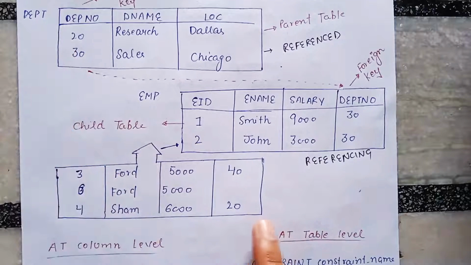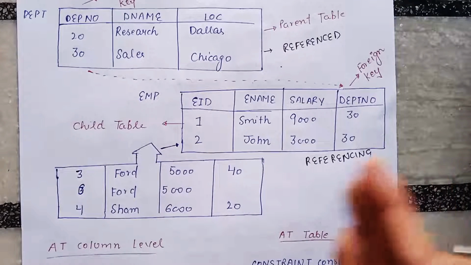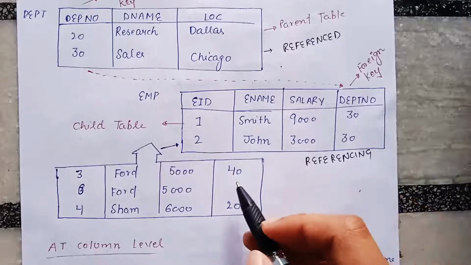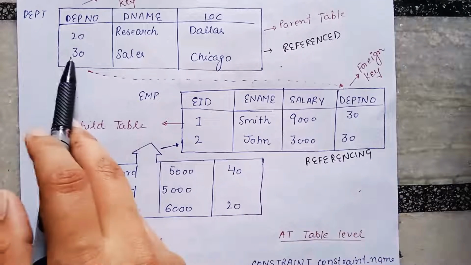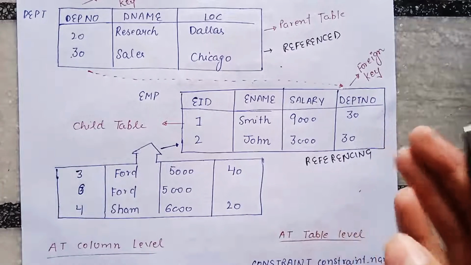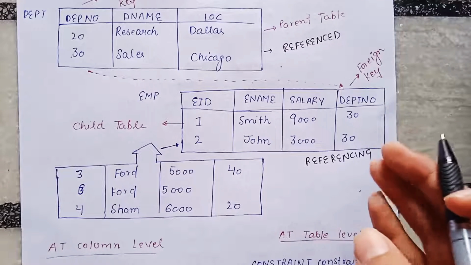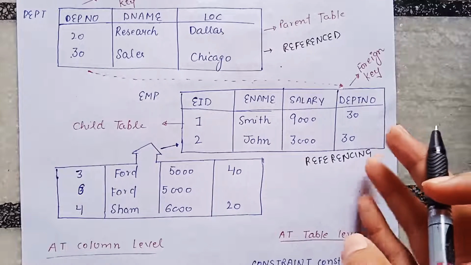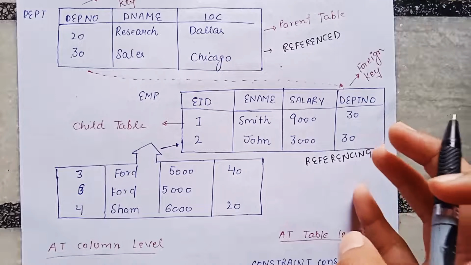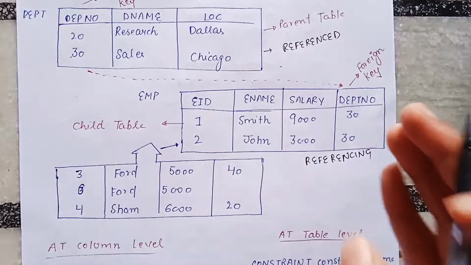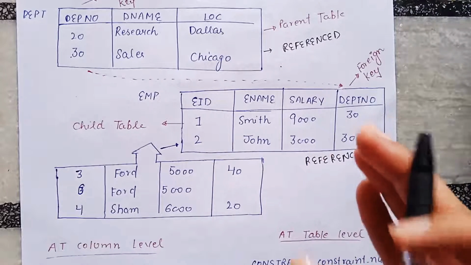This is a common thing that one must know: if we try to enter a department that does not exist over here, how do we write the department? So this is for restricting this kind of integrity violation. To enforce this kind of integrity, we use referential integrity, that is the foreign key constraint.